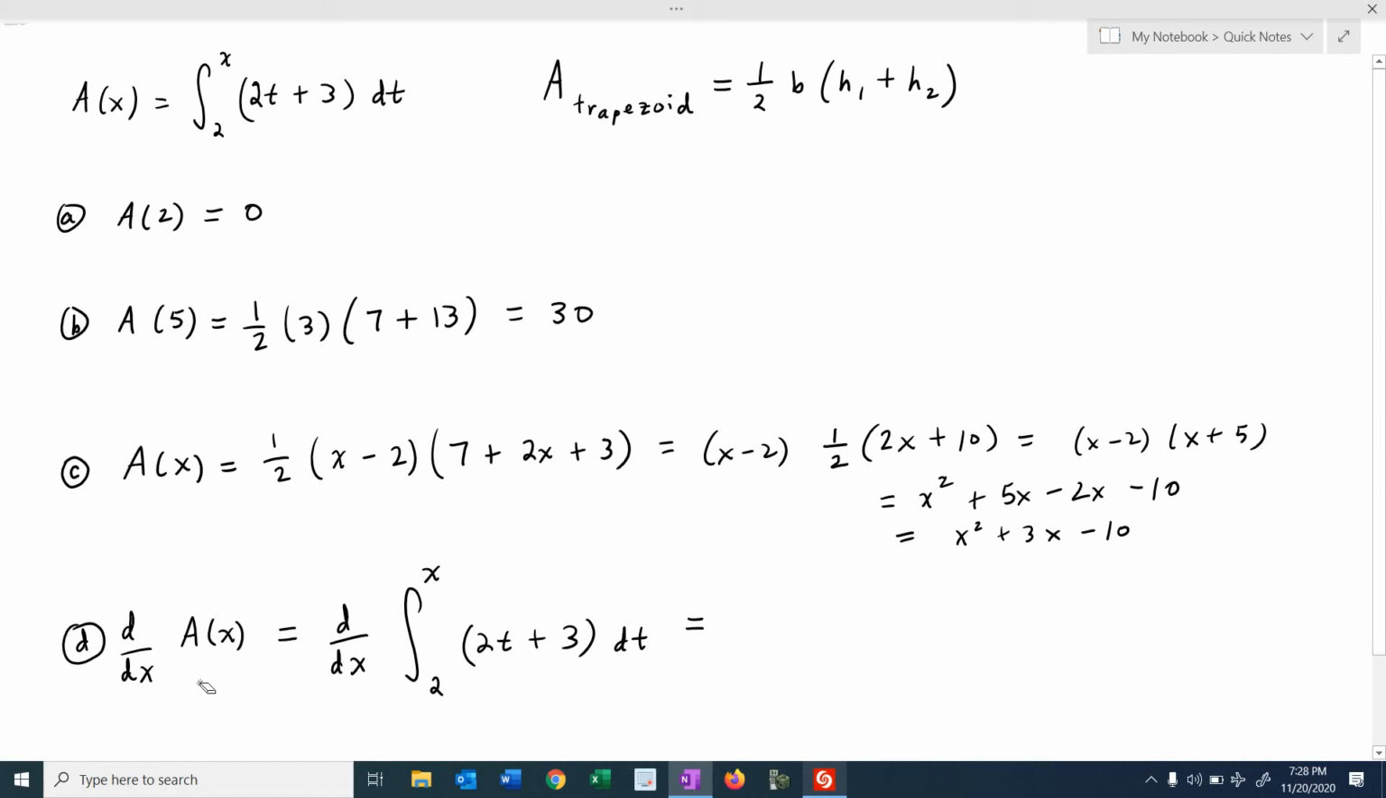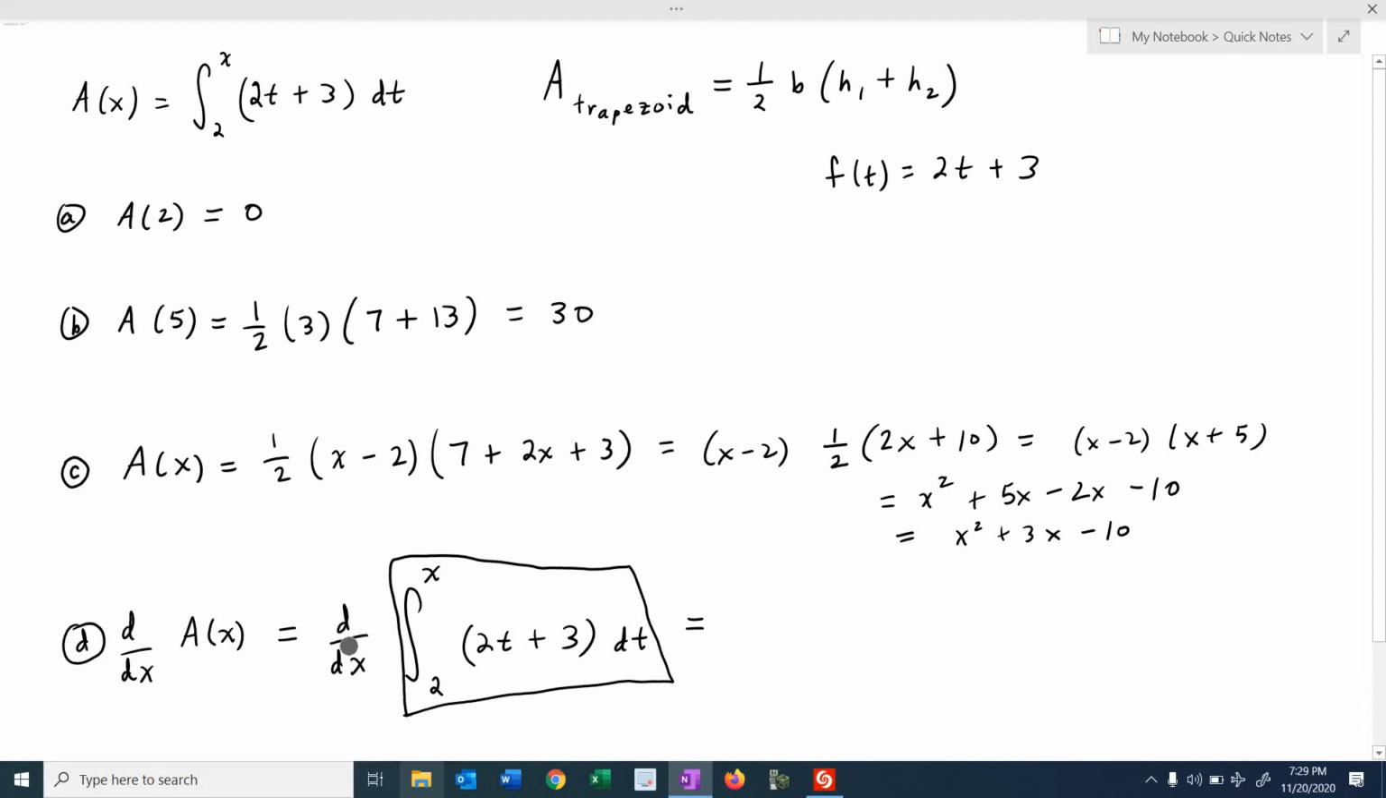Okay, and then part D, what we're going to do is compare the derivative of the area function to the original function that we started with. If you remember, the original function was f of t equals 2t plus 3. So let's compare those two. Let's find the derivative of the area function with respect to x, which, by the way, the area function is simply this definite integral.